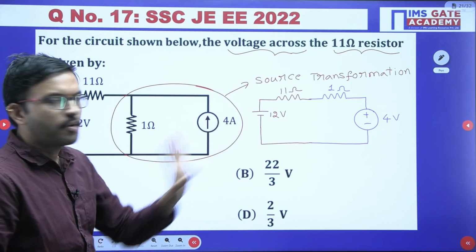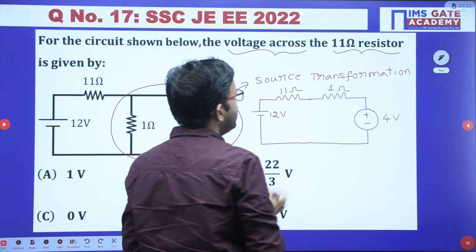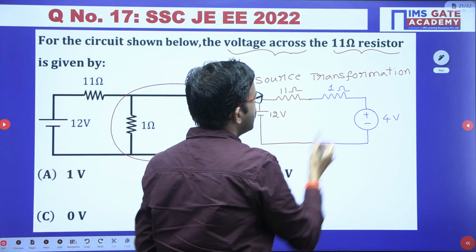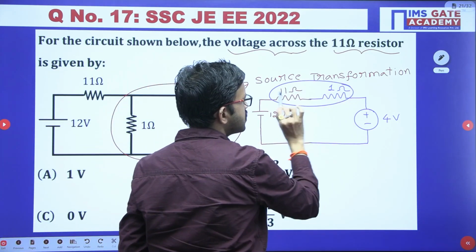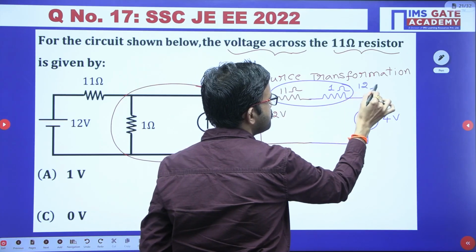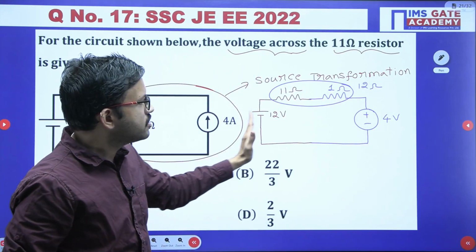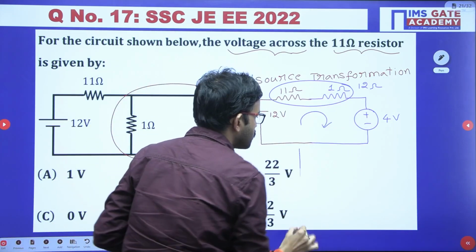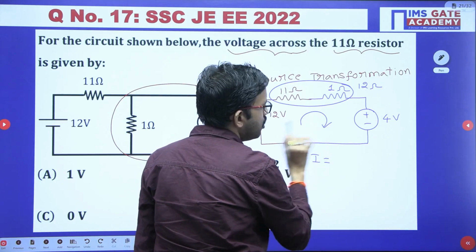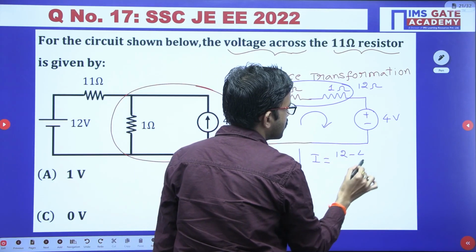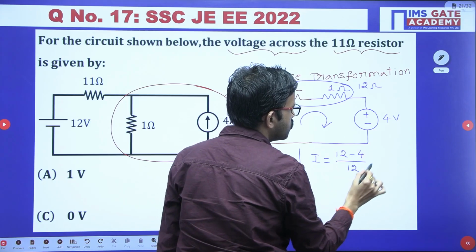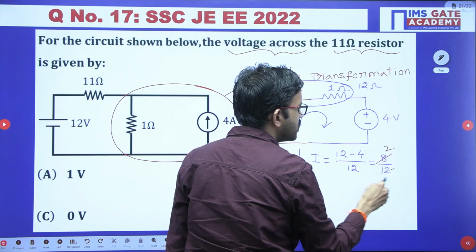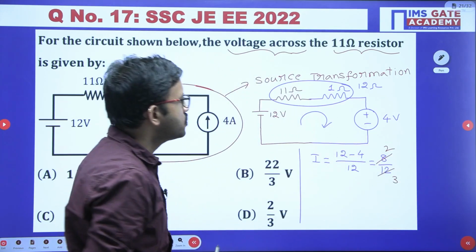The moment you have applied it like this, all the elements are connected in series. In series we can add the resistances, 11 plus 1, that is 12 ohm. Here you have 12 volt, here you have 4 volt. Obviously the current is flowing like this. So I equals (12 minus 4) divided by 12. 12 minus 4 is 8, divided by 12. 4 2s are 8, 4 3s are 12. So you are getting 2 by 3 ampere.